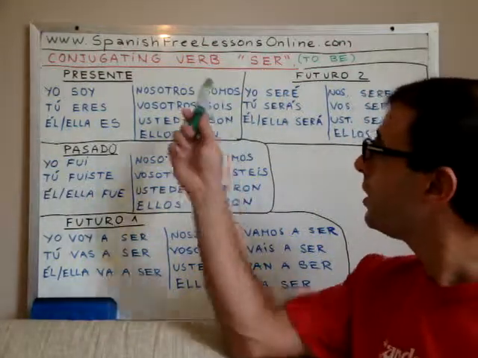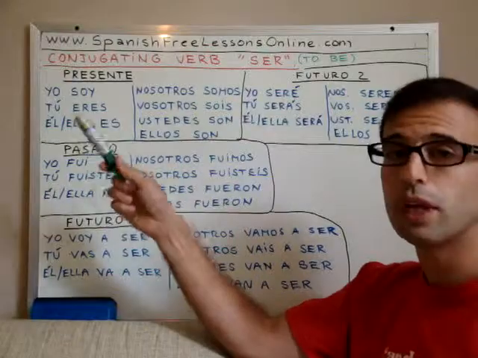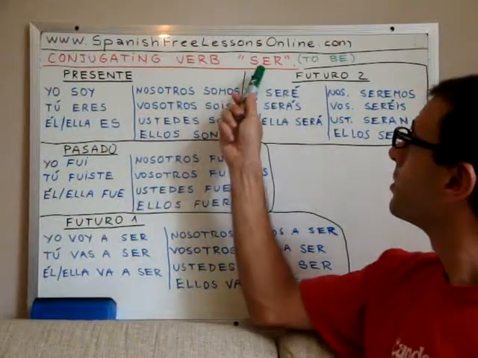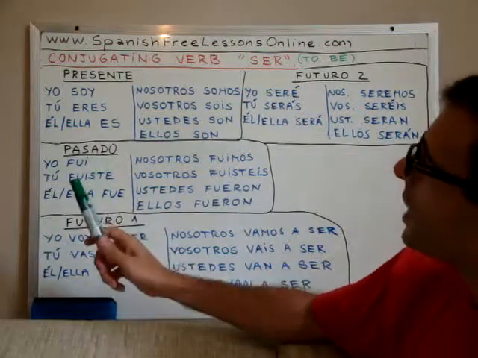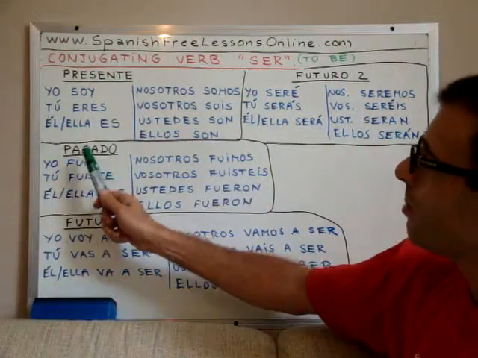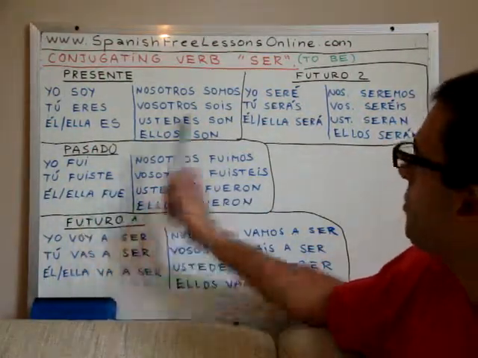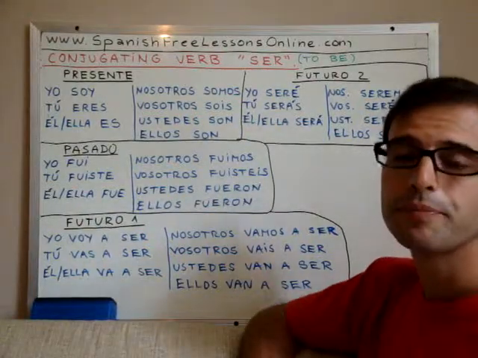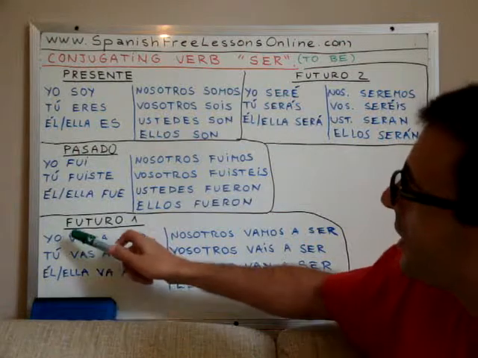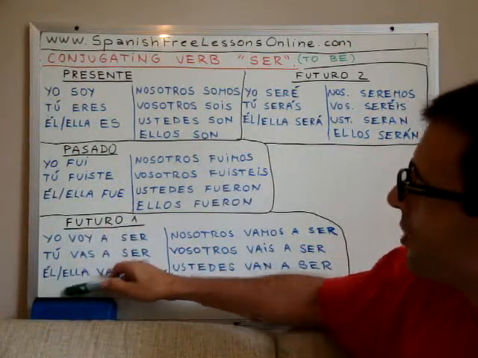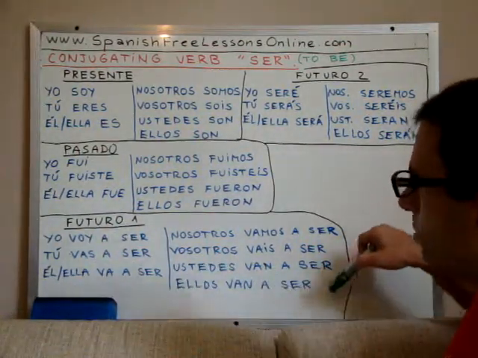Because now we will only see how to conjugate verbo ser, okay? To be. We will conjugate it in present, past tense, and future, okay? And if you remember, I taught you already this way of conjugating the future tense in Spanish.